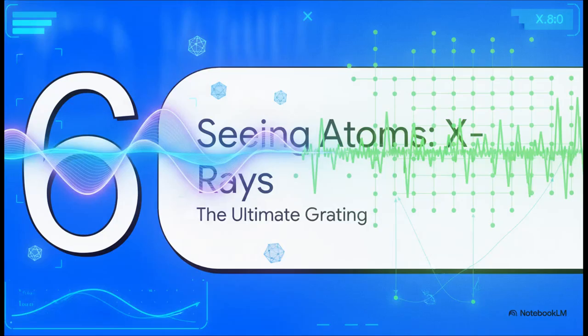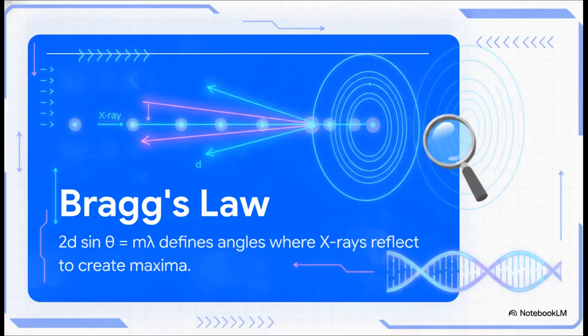Section 6. Seeing atoms with X-rays. Now, visible light is just too big to care about individual atoms. Its wavelength simply washes right over them. But if we switch our toolkit to X-rays, whose tiny wavelengths are about 1 angstrom, that's 10 to the negative 10 meters, well, they perfectly match the incredibly tight spacing of atomic crystal planes. And this unlocks the ultimate structural key, Bragg's law, 2d sine theta equals m lambda.